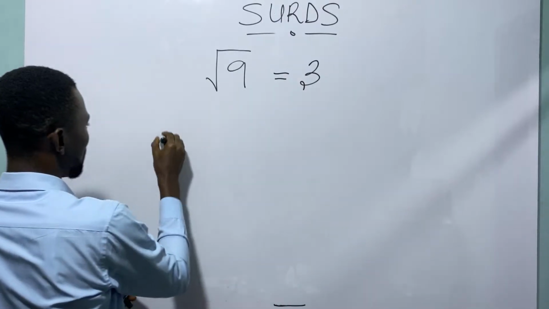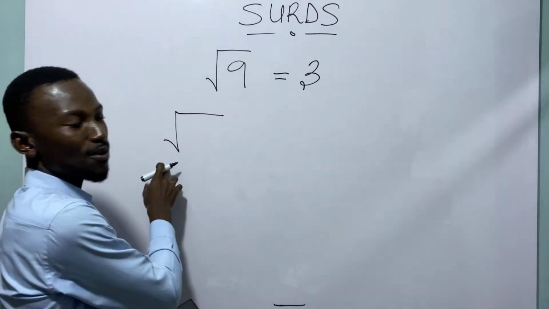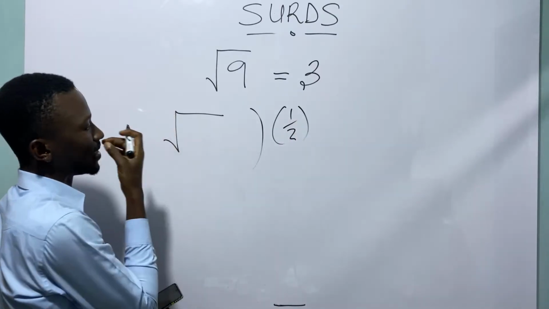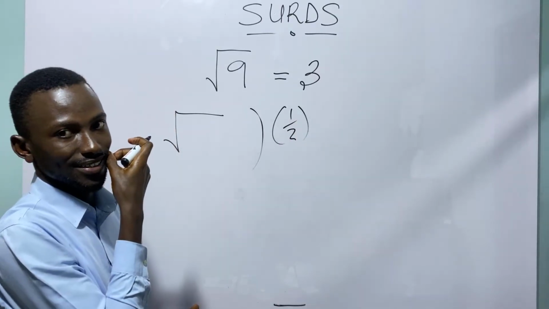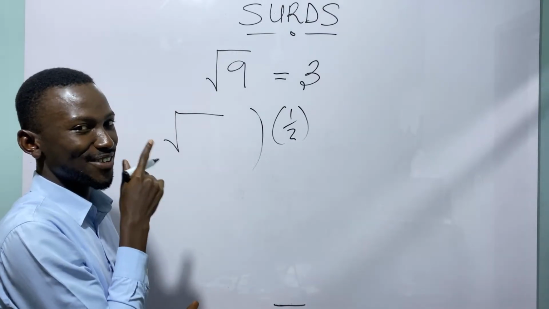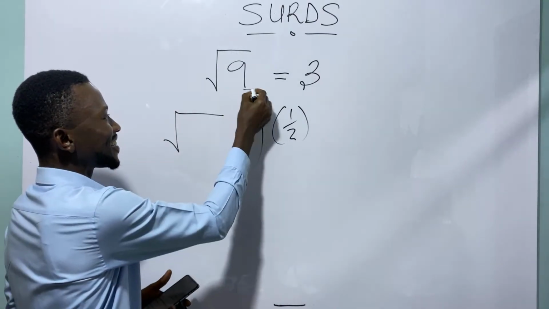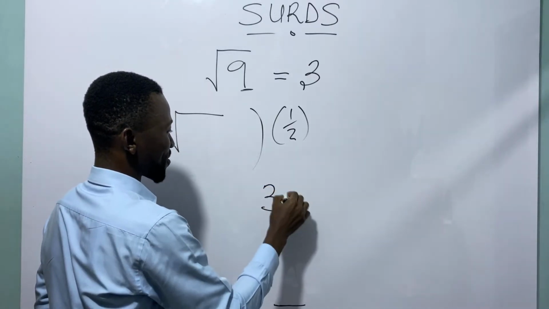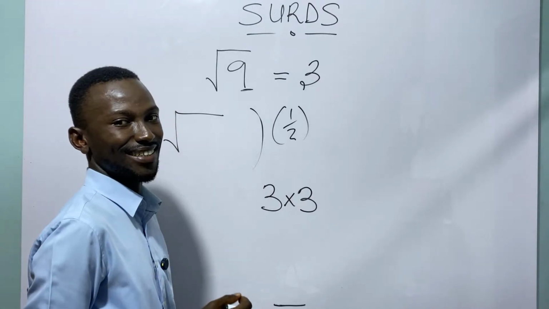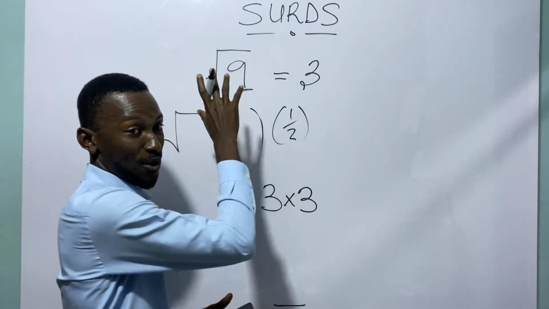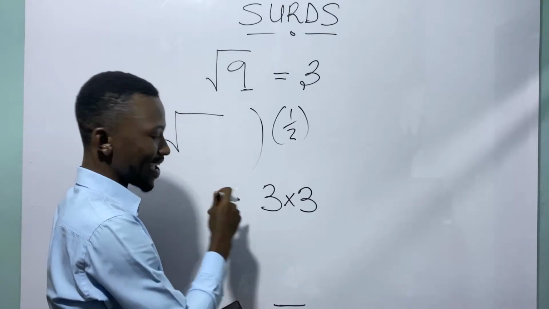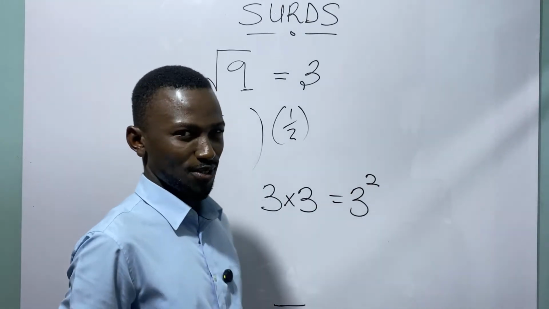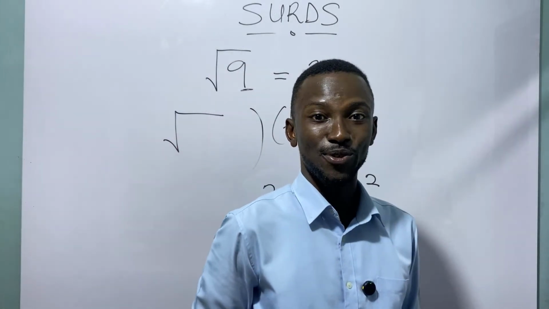You see this symbol, this symbol means 1/2. Take note of that. And in indices, you know that 9 is 3 times 3. You already know that, right? And 3 times 3 means 3 exponent 2. Do you know that? I'm sure you do, right?